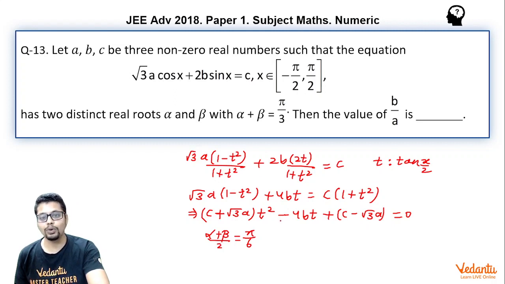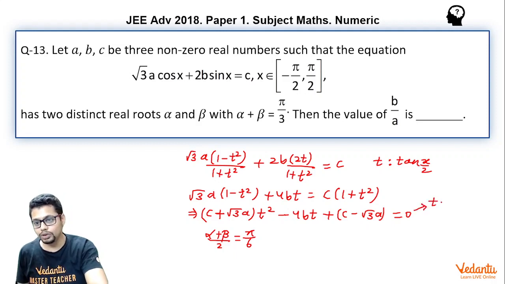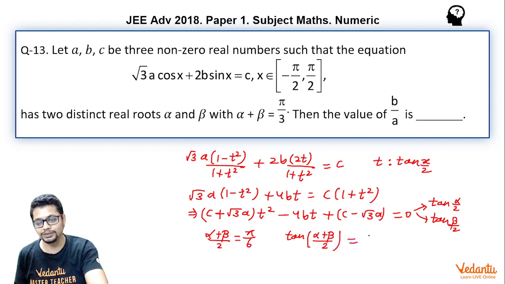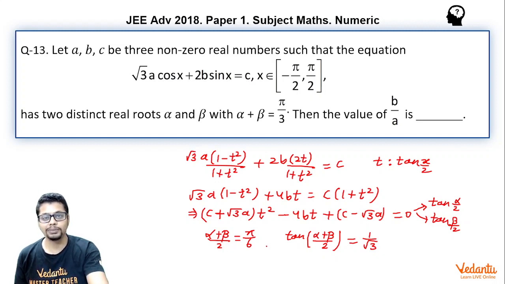because we have a quadratic in tan of x by 2. So I can say the roots of this quadratic are tan of alpha by 2 and tan of beta by 2. And since I know alpha plus beta by 2, I may consider tan of alpha plus beta by 2, which will be tan of pi by 6, which will be 1 by root 3. Now we know tan of alpha plus beta by 2 is tan of alpha by 2 plus tan of beta by 2 divided by 1 minus tan alpha by 2 tan beta by 2.